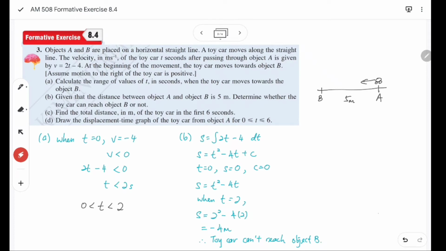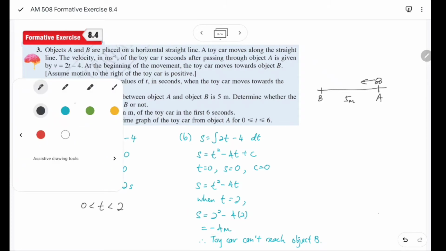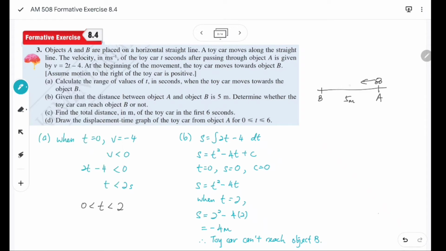So we try to find the displacement of the car when t equals 2. The displacement will be 2 squared minus 4 times 2, where we get -4 meters. This means our toy car only moves 4 meters away at t equals 2. So, is it reaching object B? No. So the toy car can't reach object B.